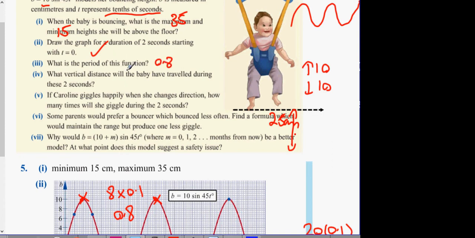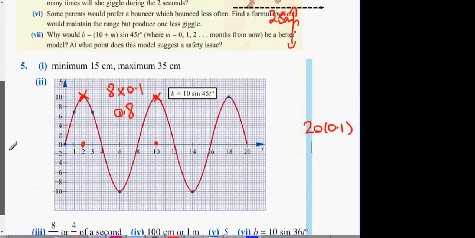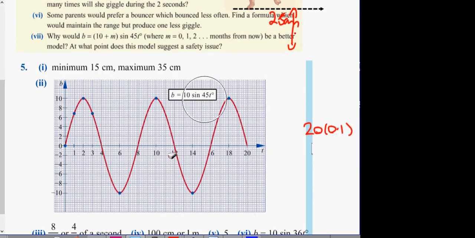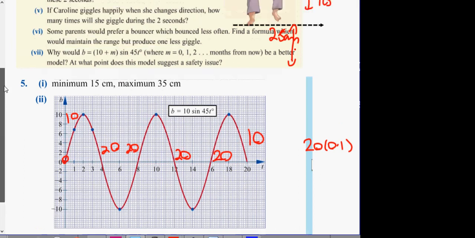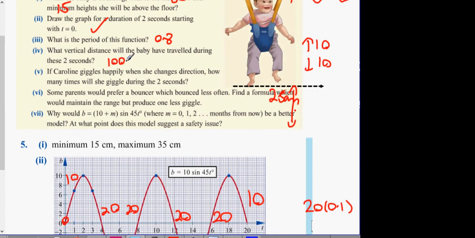What vertical distance would the baby have travelled during these 2 seconds? Now, vertical distance is in total. So let's see what happens to the baby. She starts off at 0. She goes up 10, down 20. Up another 20, down another 20. Up 20, down 10. Do you understand why it's down 20? From 10 all the way down to minus 10. So it's going to be 30, 50, 70, 90, 100. She's going to travel 100 centimeters bouncing up and down. Or alternatively, 1 meter.